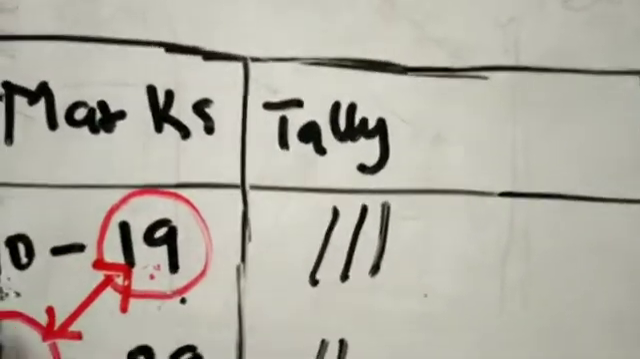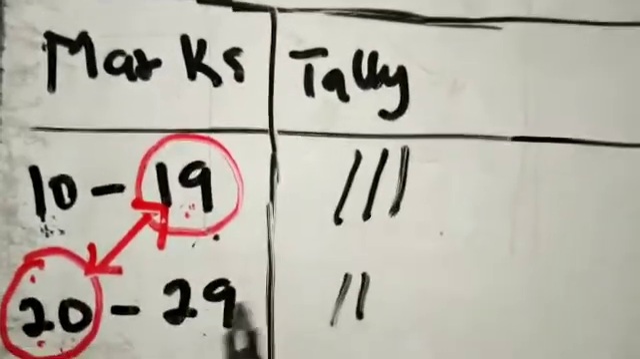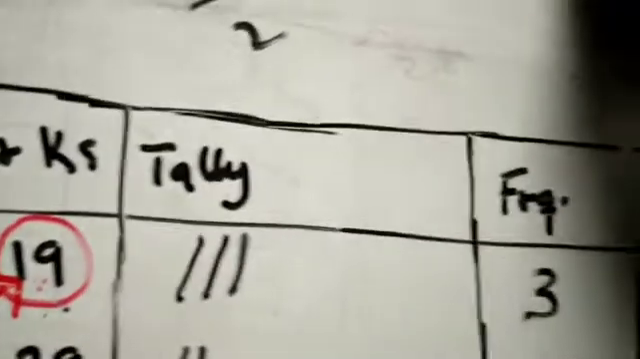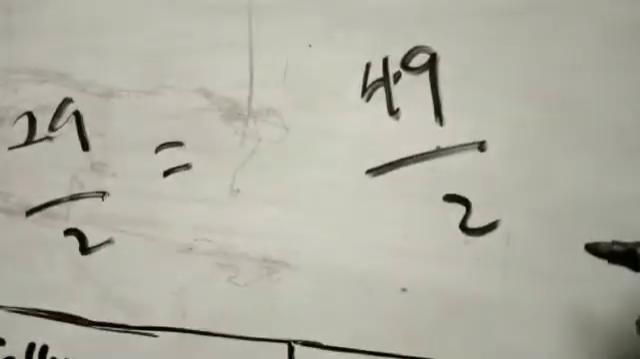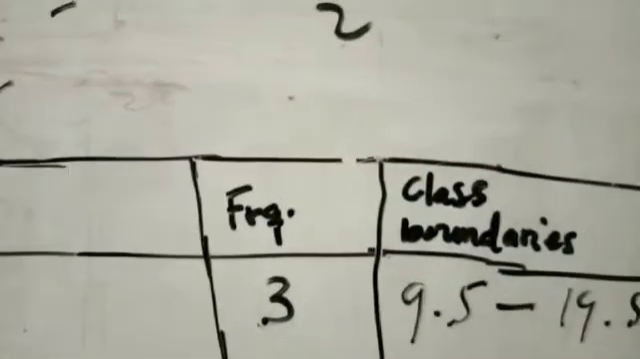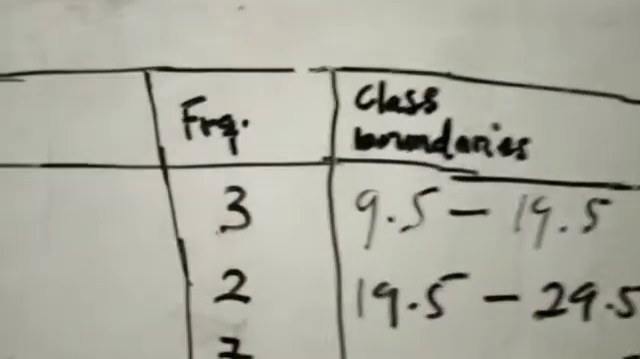So 10, the middle of these two guys. 10 plus 19 will give 29. So 20 plus 29, that will be 49, right? So for the middle of the middle, you should divide that by 2. So this is how you find the class midpoint of this type of data.